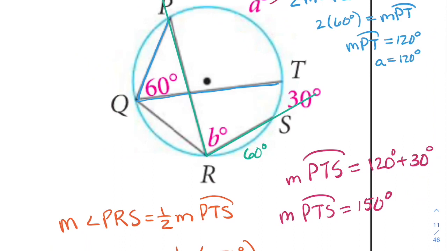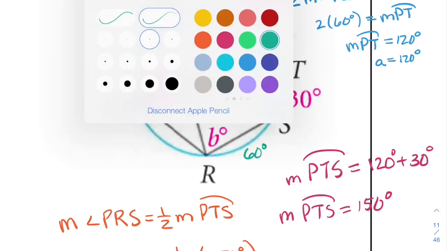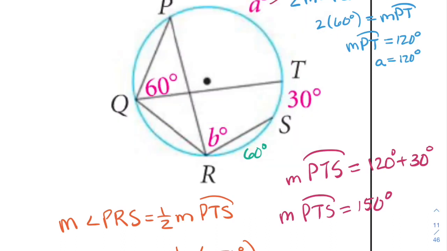It wants me to know, let me erase some of these things. Wait, do I want to leave it for the notes? No, yeah, it's going to get too confusing now. The last one is going to be, it wants me to find PQR. So in this case, here's PQR. Think about all the intercepted arc. It's all of this right here.